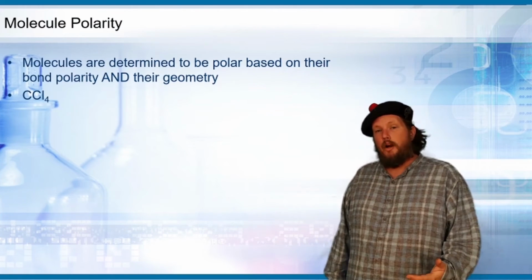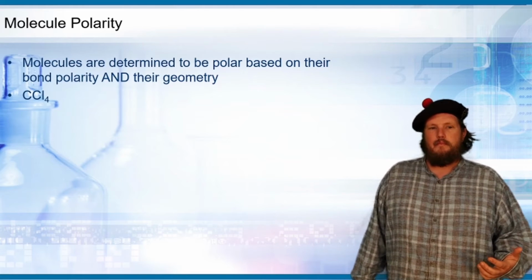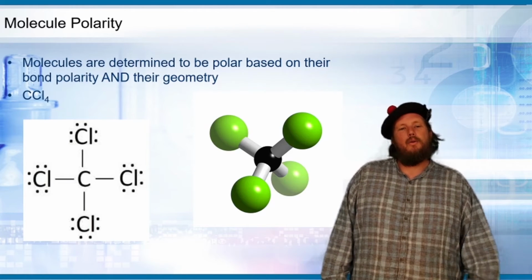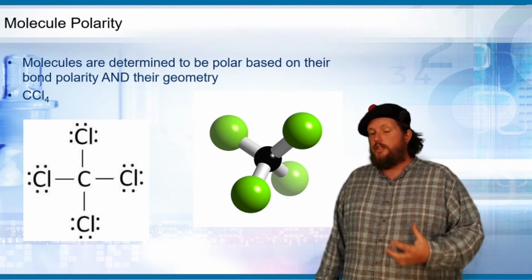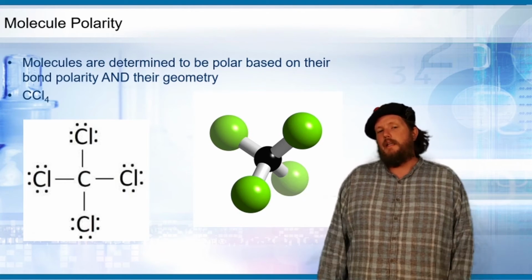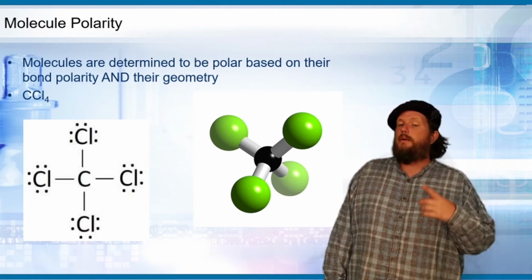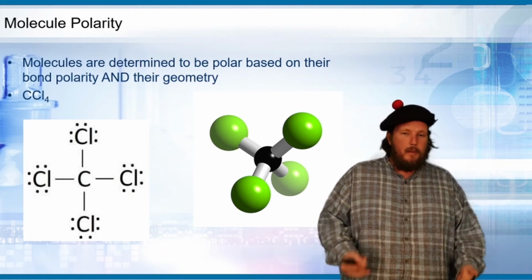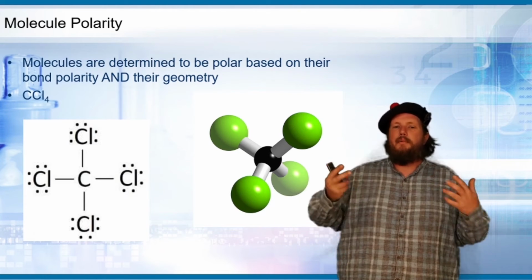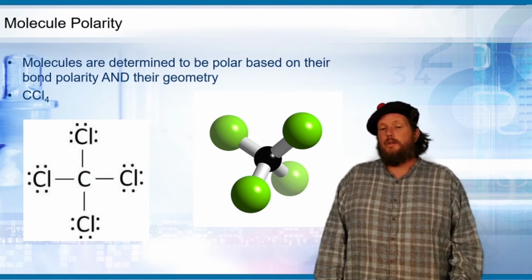What about carbon tetrachloride? So carbon tetrachloride, this is its Lewis structure. This is its 3-dimensional shape. Again, each of those is pulling in equal and opposite directions. The carbon-chlorine bond is a very polar bond. However, this molecule is non-polar because of that equal and opposite pull of electrons by those 4 chlorines.